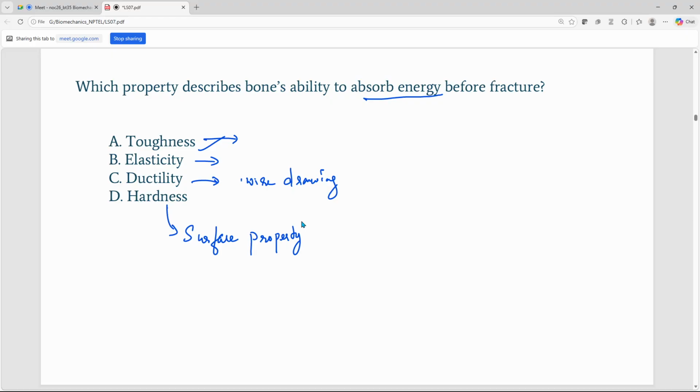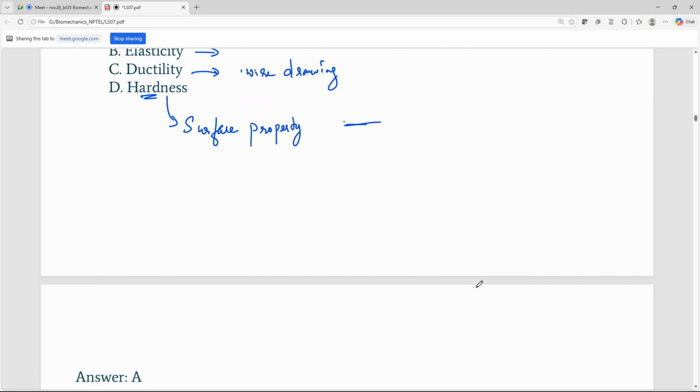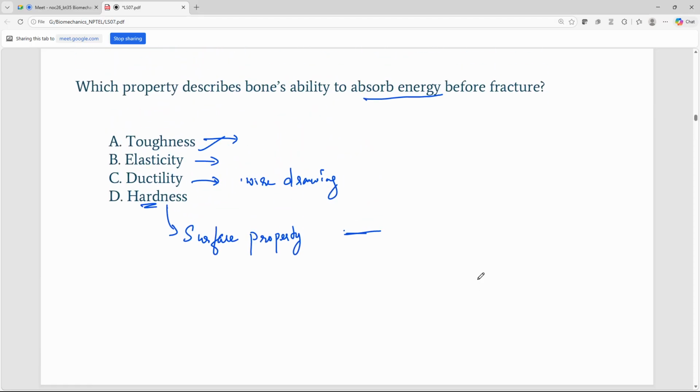So mostly these are the two words that get confused: hardness and toughness. Hardness is only a surface property. If one surface is very impenetrable, that kind of surface is known as a hard surface, whereas toughness is the ability to absorb energy. When you hear something is hard, remember that its surface is kind of impenetrable.